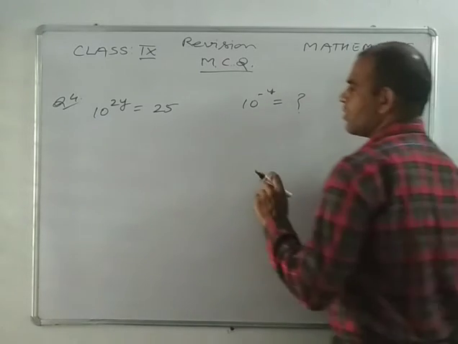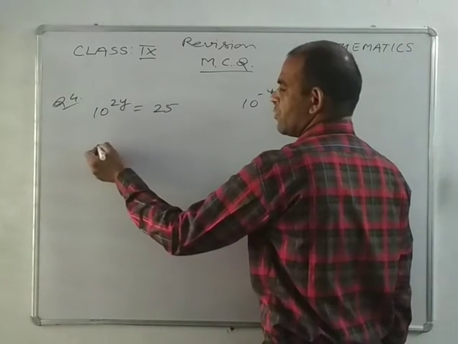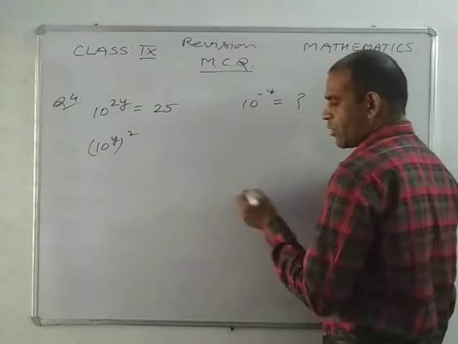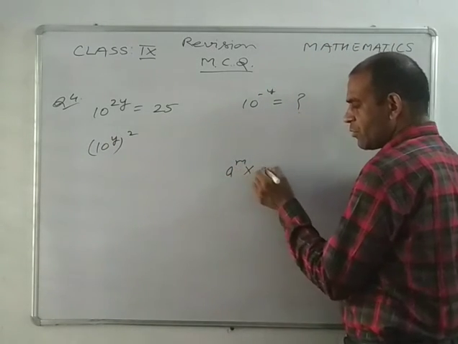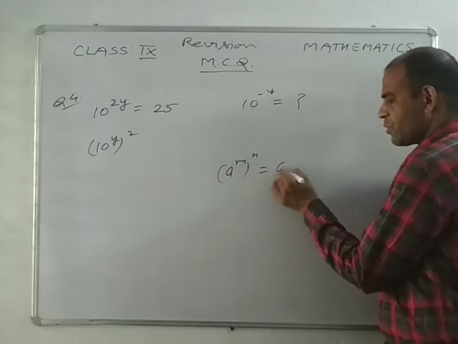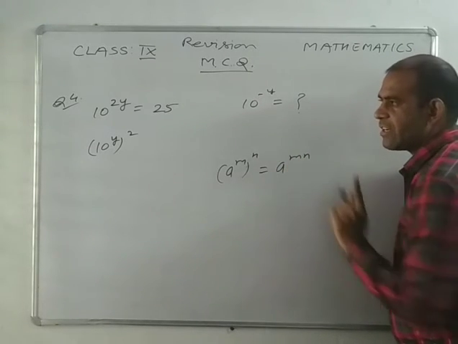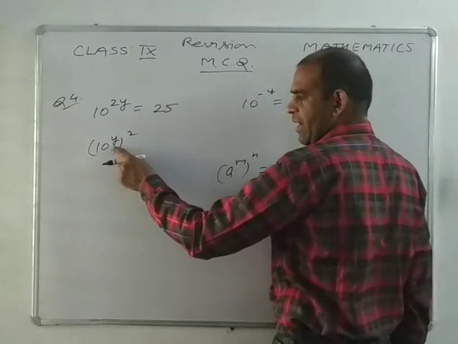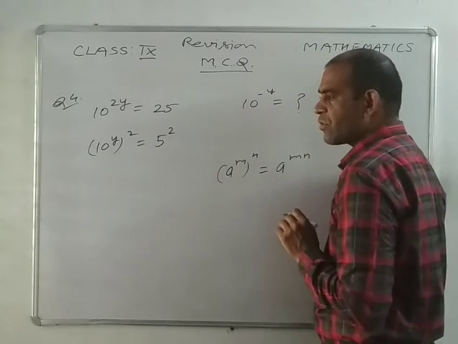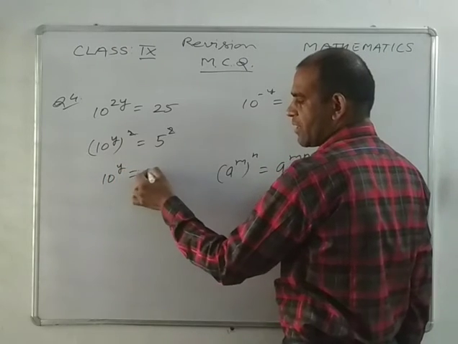So first of all we should convert 10 to the power 2y into 10 to the power y, whole to the power 2, because of the laws of exponent, a to the power m, whole to the power n. पावर के ऊपर पावर हो तो क्या होता है? मल्टीप्लाई. So multiplication of mn we can write. So 10 to the power y, whole to the power 2. 25 को लिख सकते हैं 5 की पावर 2. 2 से 2 कैंसिल और 10 to the power y कितना हो गया? 5.